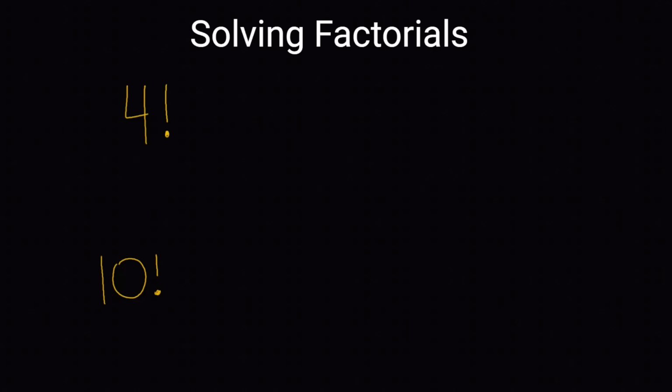So here are two examples. Our first one, we have 4 factorial. So by definition, that means I'm going to write out 4 times, now I need to take away 1 from that original number of 4, which would be 3, and then I take away 2, and then I go all the way until I get down to 1. So we have 4 times 3 times 2 times 1, and now we just compute that.